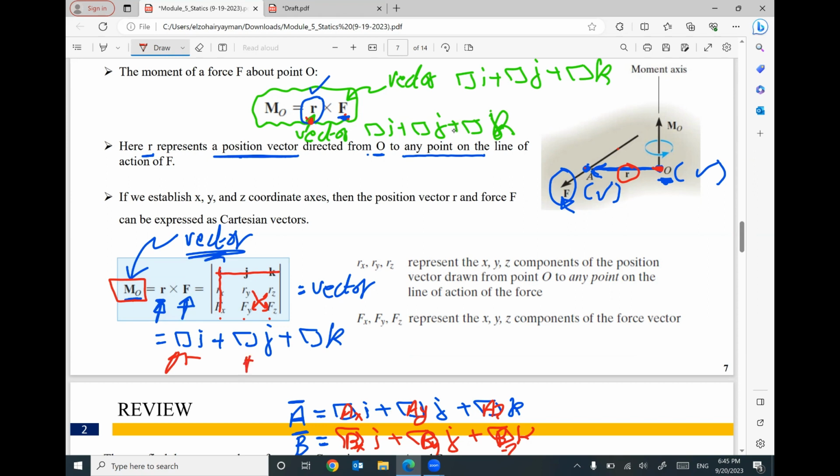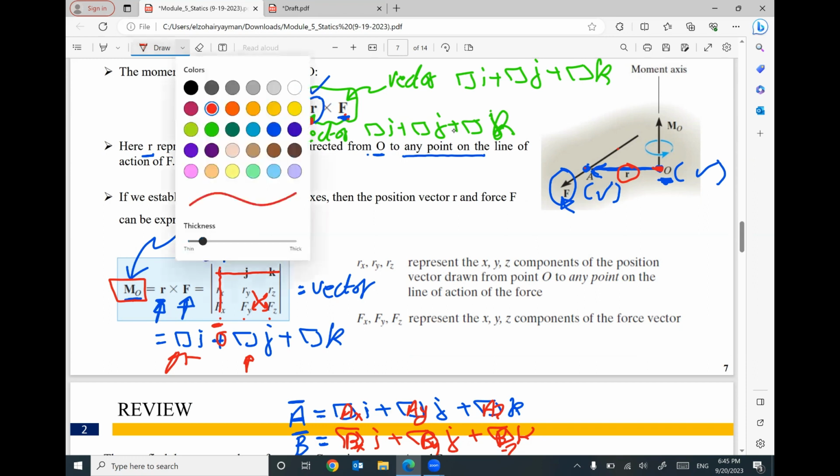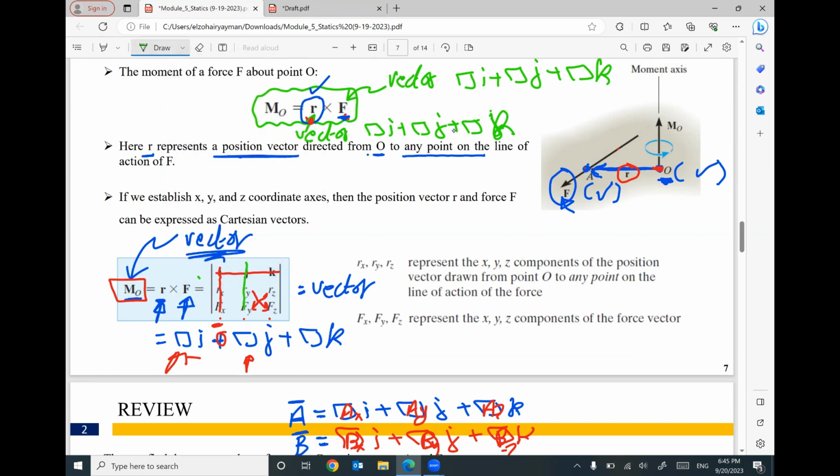The second term will be negative. I have to put negative here for J. Go ahead and cancel this column and this row. This one times this one minus this one times this one. That gives you the second term.